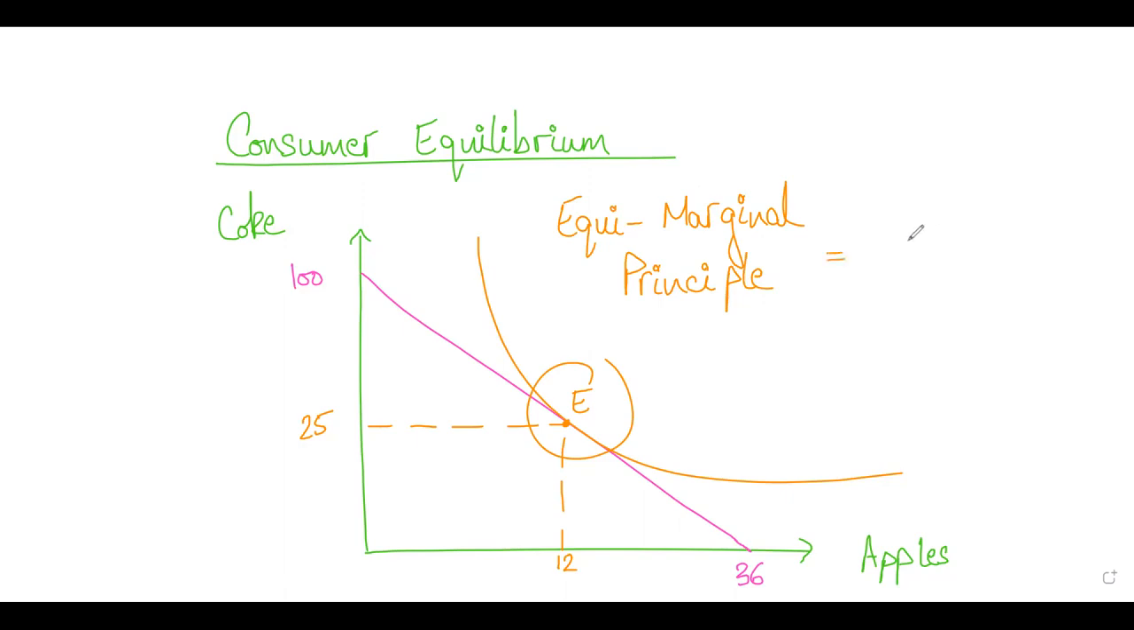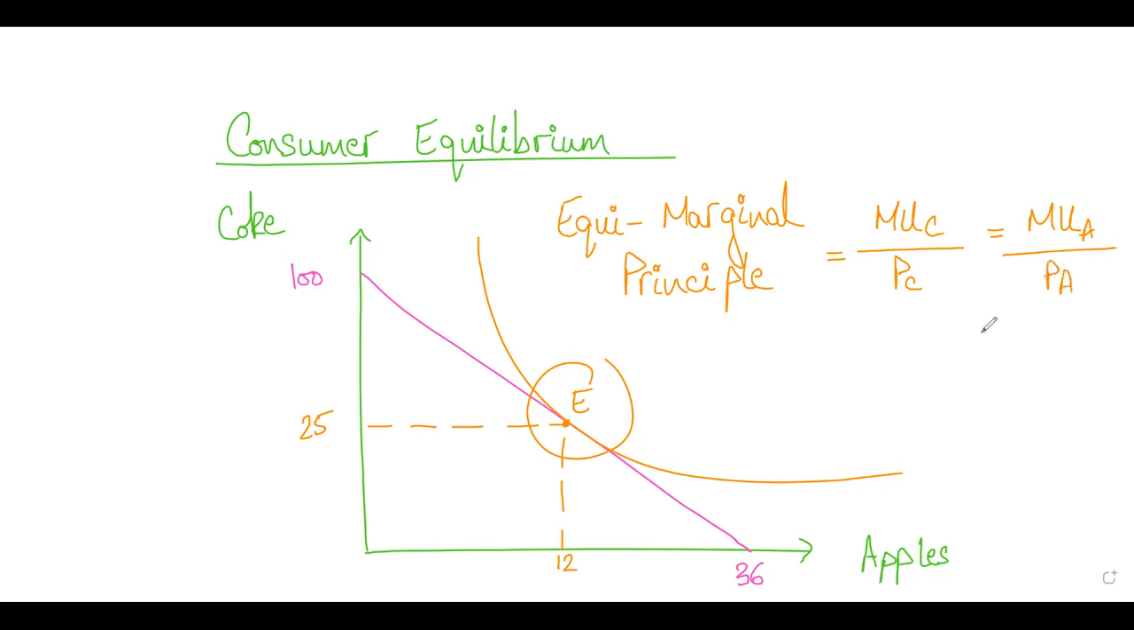And the way we write this down: the equimarginal principle is equal to marginal utility of A divided by price of A, right? Or let's use the same products we're using. So marginal utility of Coke divided by price of Coke is equal to marginal utility of apples divided by price of apples, right?